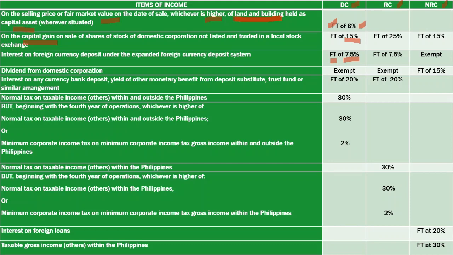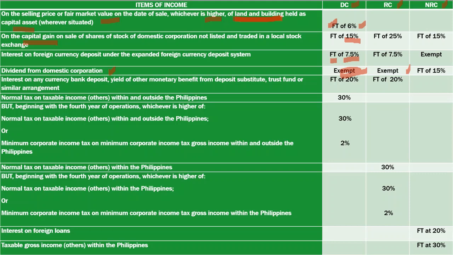No? Dividend from domestic corporation. So, if a corporation receive a dividend from a domestic corporation, the tax is exempt. So, walang tax. Exempt. And the resident corporation as well, is not subject to tax. It's also exempt, provided that the dividend is coming from domestic corporation. In the case of the non-resident corporation, the corporation is subject to final tax of 15%.